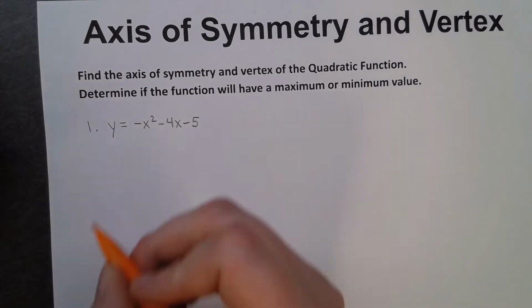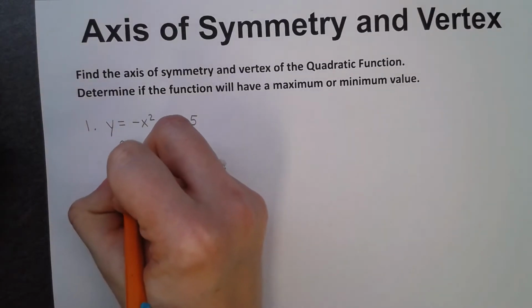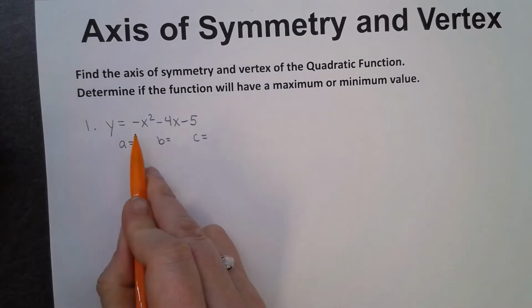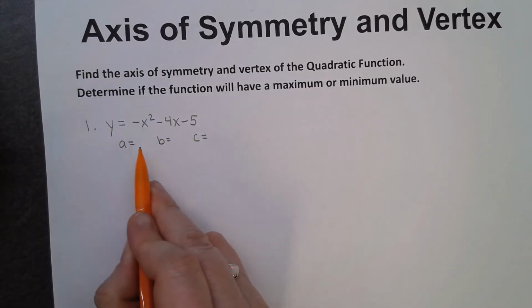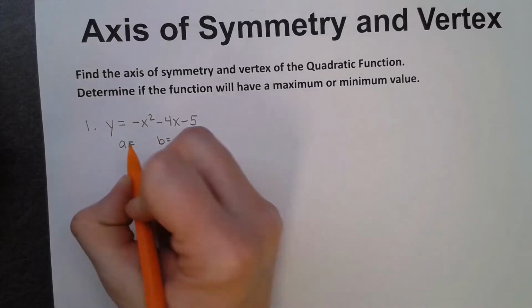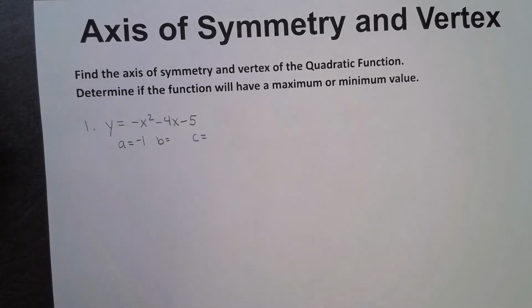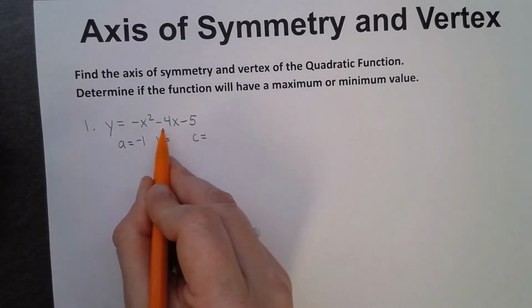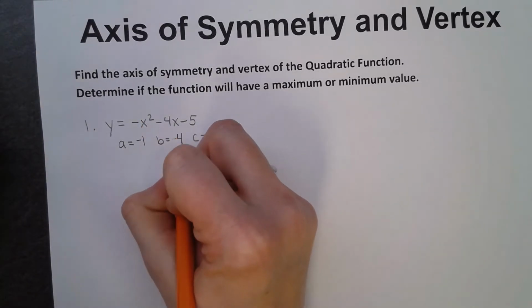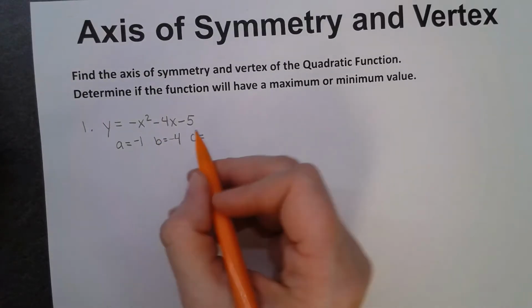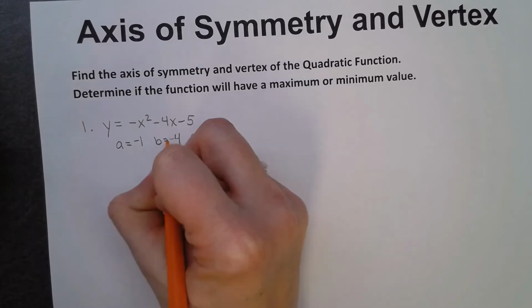So we first want to start with naming our a, b, and c. Because this is in standard form, we can name each of our values for a, b, and c. So a equals negative 1. Remember, it's the number in front of the x squared term. B equals negative 4, the number in front of the x term. And then c is the constant at the end.